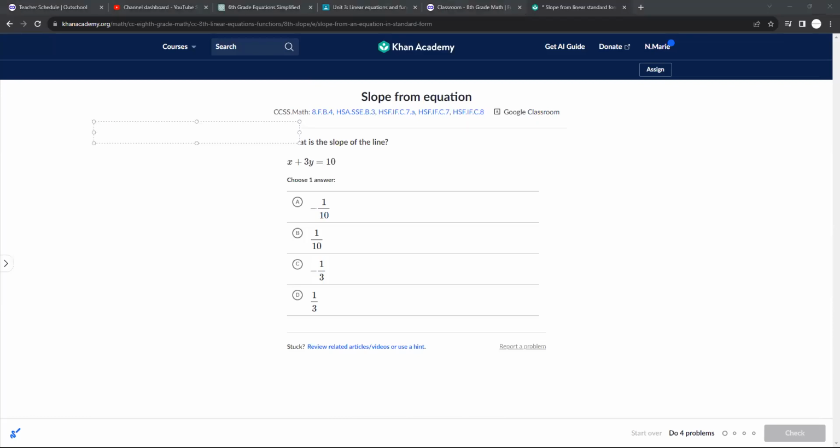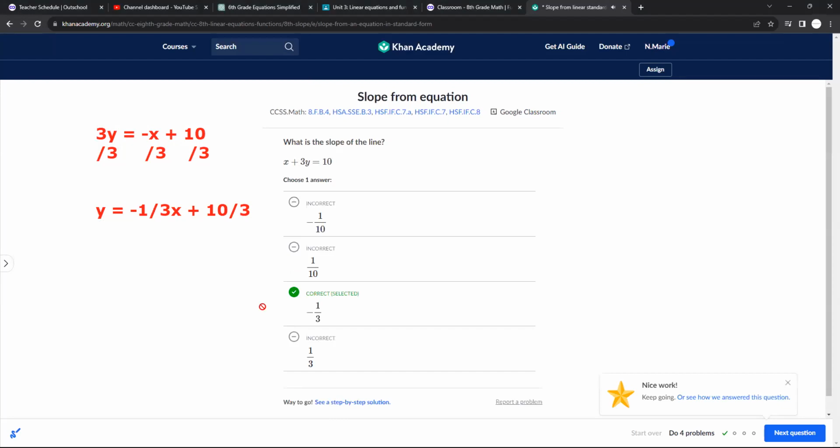Okay, so here, I want to get the x on the other side, and then I'm going to divide everything by 3 because I want to get the y by itself. I get y equals negative 1/3 x plus 10/3. So the slope is negative 1/3. So for those, you have to rearrange the equation in slope-intercept form.